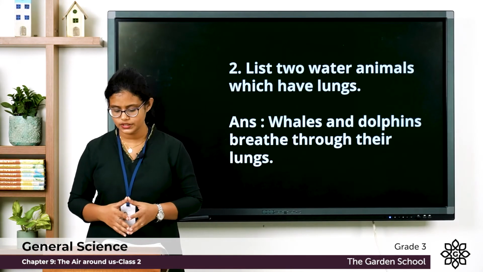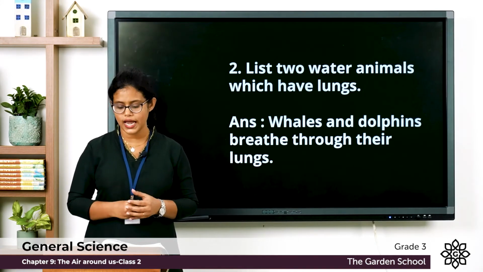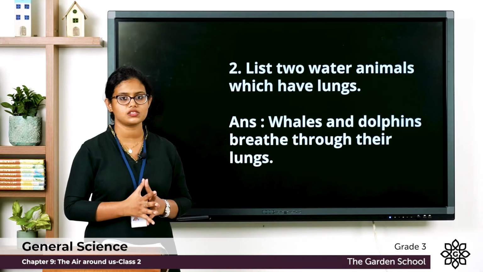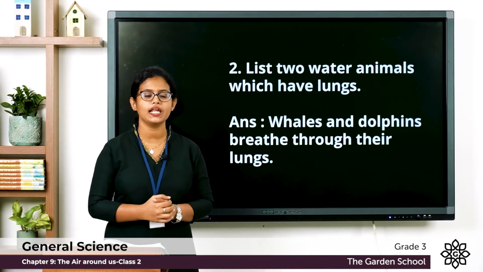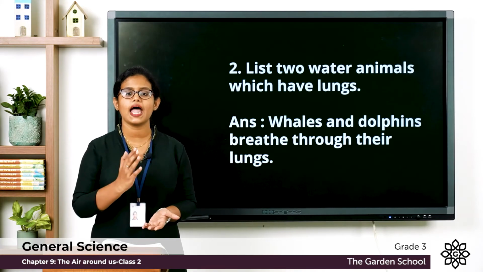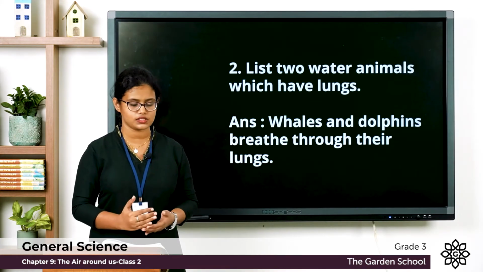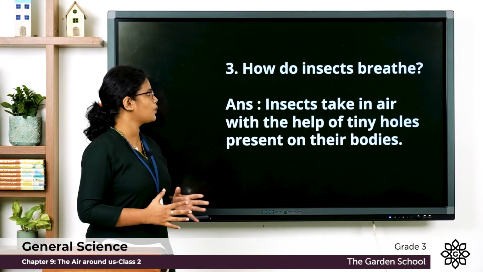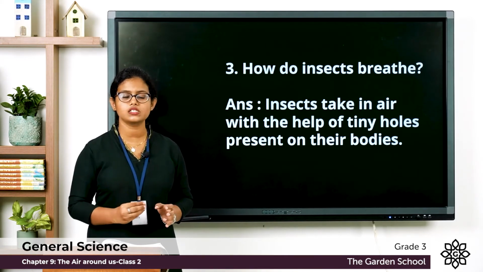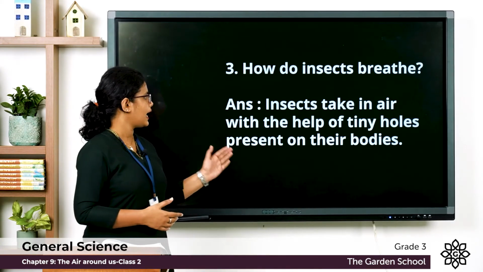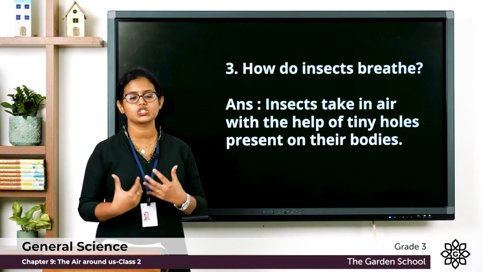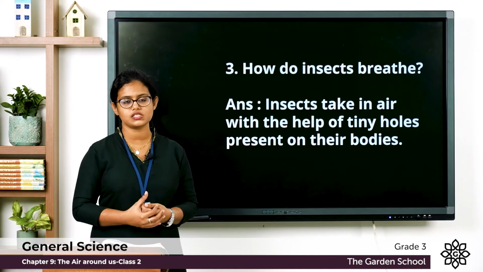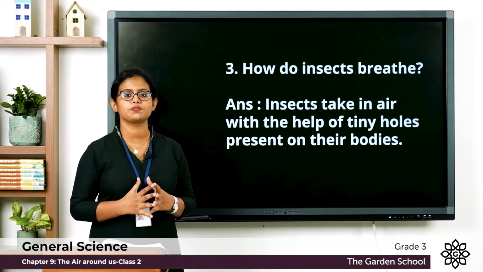See the second one. List two water animals which have lungs. Whales and dolphins breathe through their lungs. They live in water and they breathe through their lungs. Third one. How do insects breathe? Insects take in air with the help of tiny holes which is present on their bodies, and we call it as spiracles.